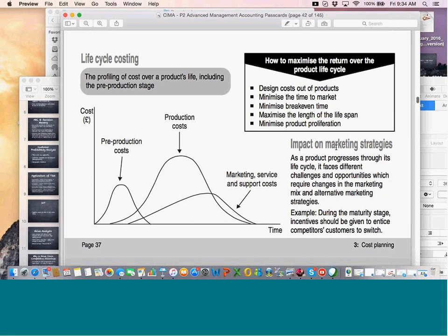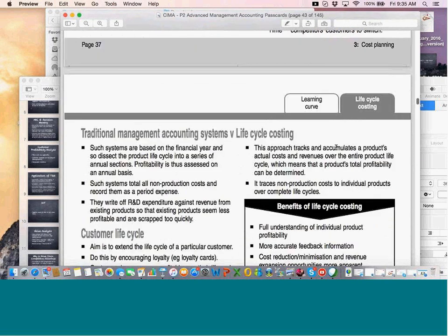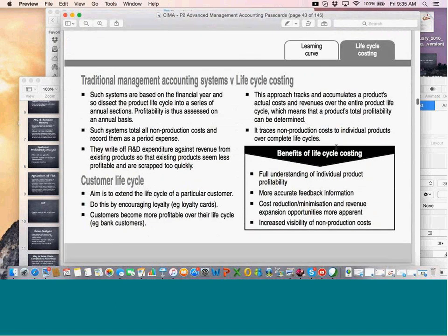I'm not just looking at the direct costs that come in, which are the dough, the toppings, but throughout the life, from the flour to the point where it's given to the consumer. And the next slide is comparing life cycle costing with the traditional management accounting system. Yes, which I thought summarizes it.